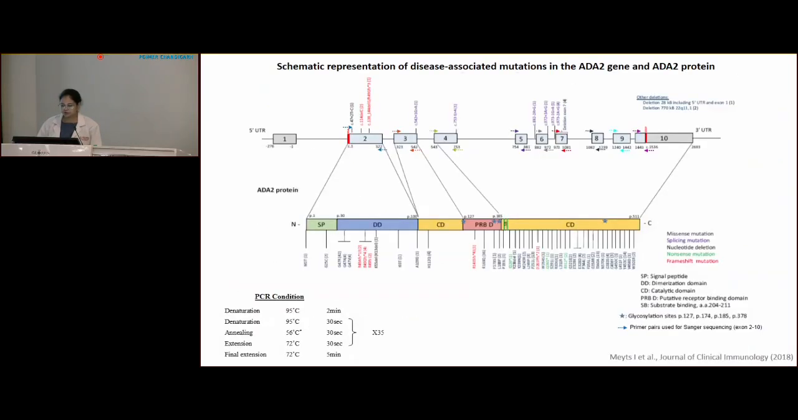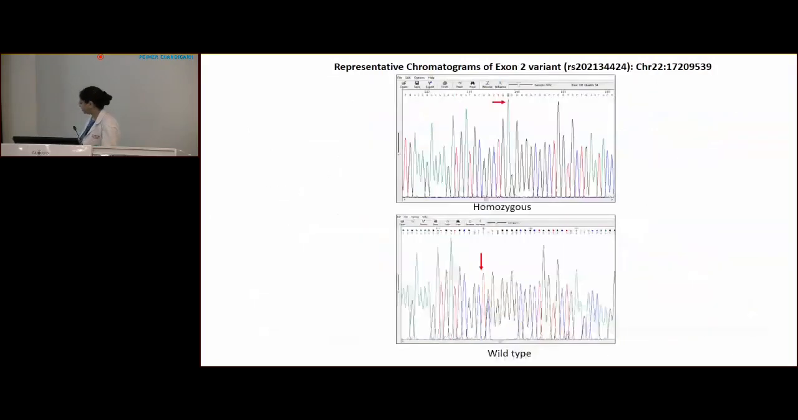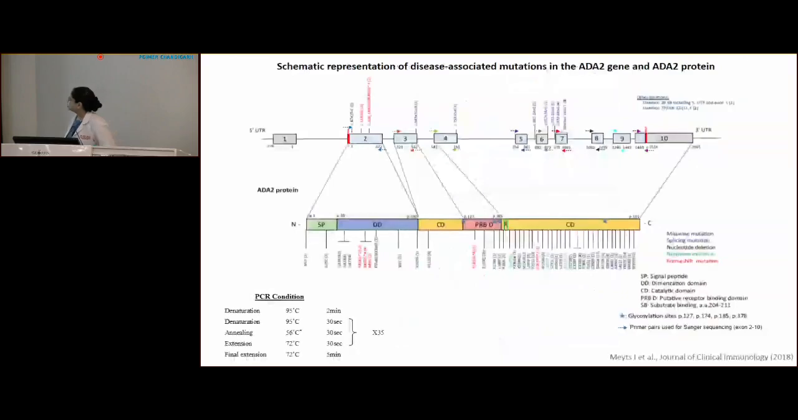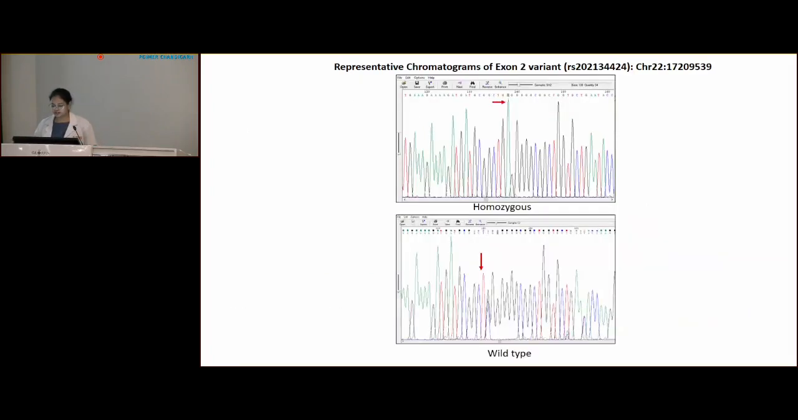So here is the example of the ADA2 gene, which is associated with the DADA2 phenotype. As you can see, the gene has 9 coding exons, and the mutation is spread out throughout the whole gene. Since it is 9 or 10 exons, you can easily go for Sanger sequencing. As I said, if it is a single target or a small gene, one should go for Sanger sequencing. This is just a representation of a chromatogram which we analyze for sequencing.